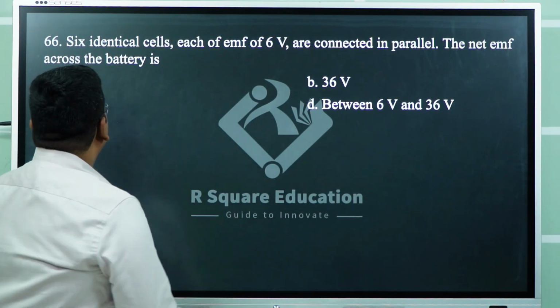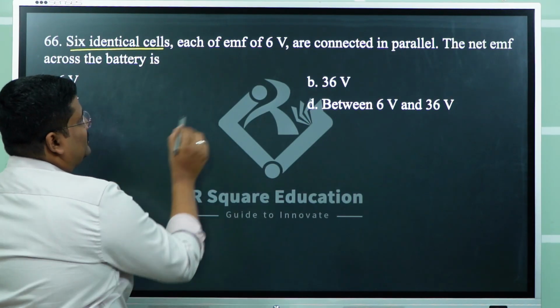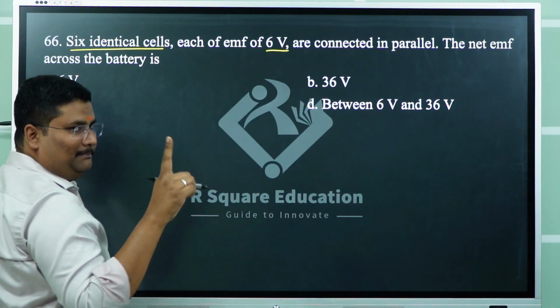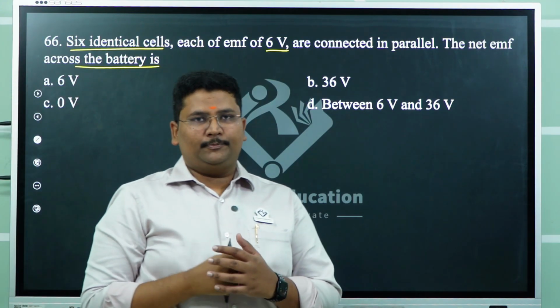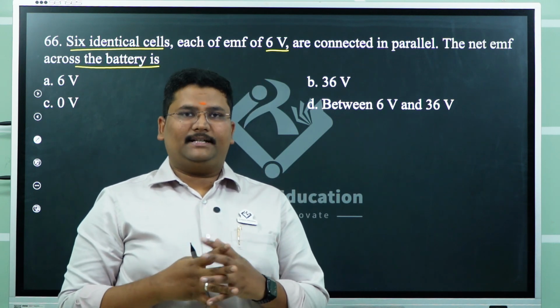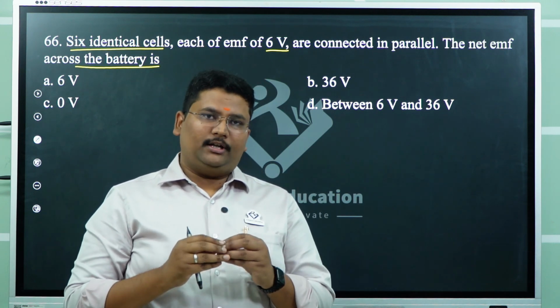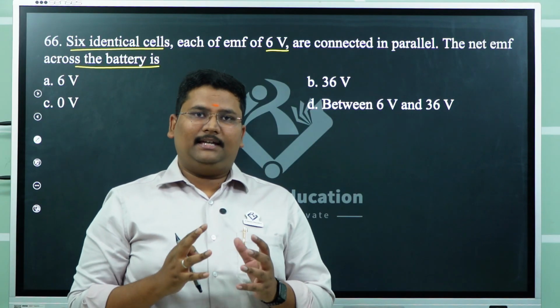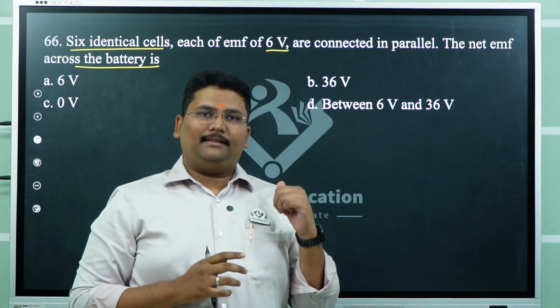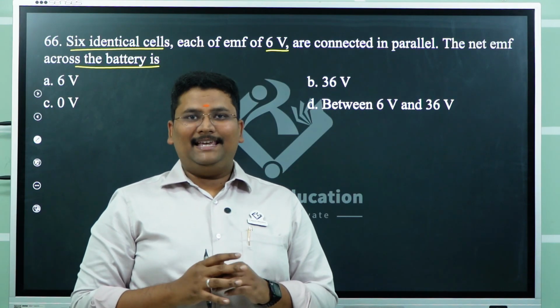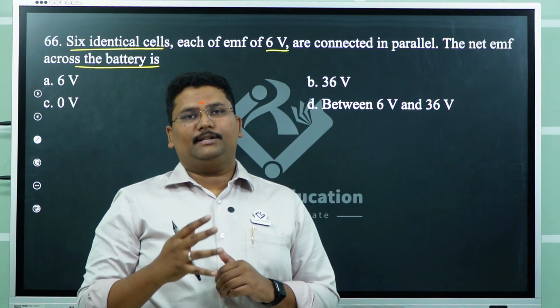See this question. 6 identical cells, each of EMF 6 volt, are connected in parallel. The net EMF across the battery is. So it is nothing but grouping of cells. Whenever grouping of cells is done, if it is going to be series, the current remains the same and the EMFs are going to vary, and we have to add the total EMF of the cells. But in this case, it's going to be parallel, which means EMF is going to remain the same, but the current is going to be different.